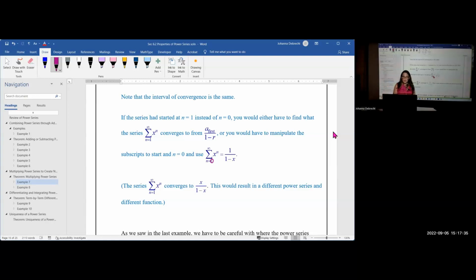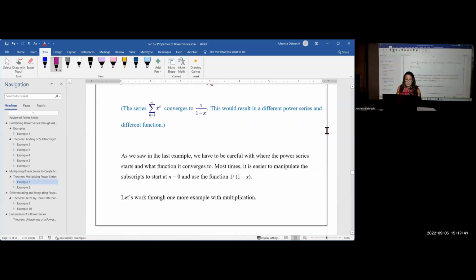So we have to be careful with where the power series is starting. If it's not starting at 0, then it won't be converging to 1 over 1 minus x, and we'll have to manipulate things. Most of the time, I think it's easier for students to manipulate the subscripts so that it does start at n equals 0, so you can use the function 1 over 1 minus x. This is a simpler function to use, and it's not terribly difficult to manipulate the lower index of summation. You simply subtract 1 from that, and in the summand, you replace n with n plus 1.